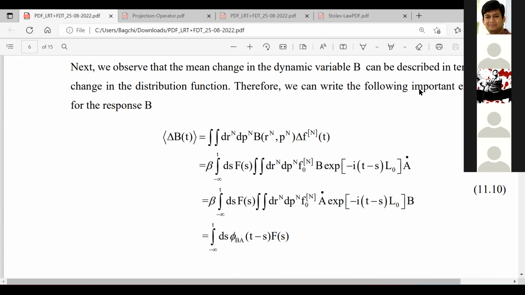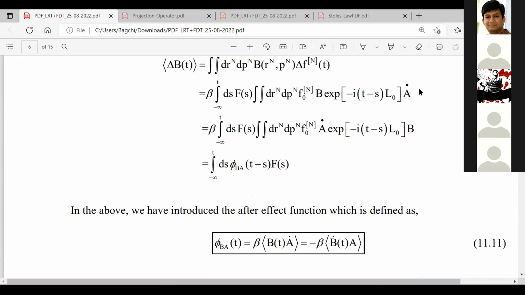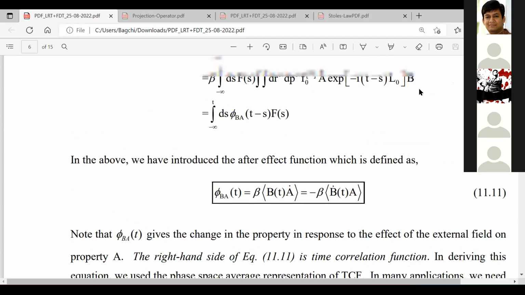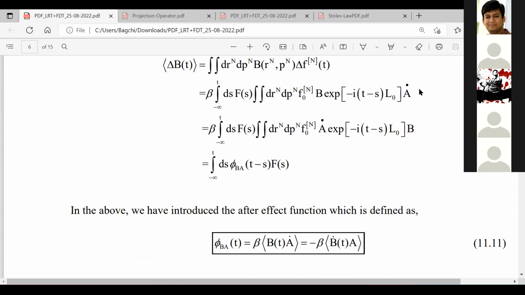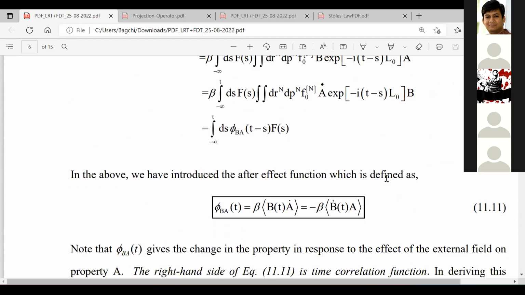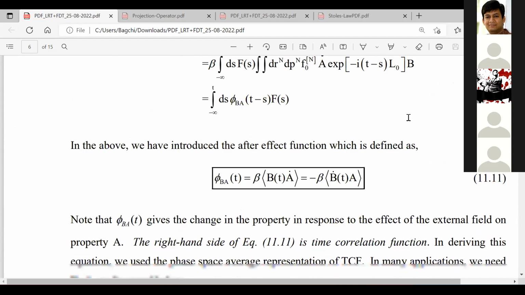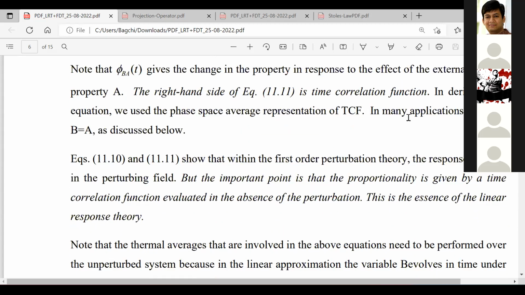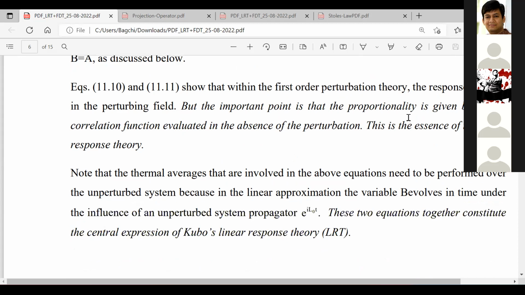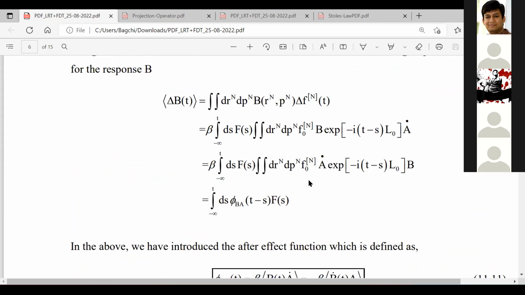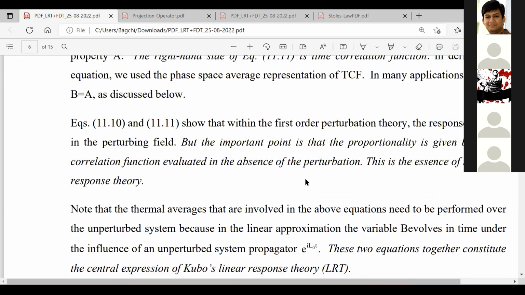See, B has nothing to do with A at this point, and I get this. So the perturbation response of B is given by the time correlation function of B with A dot at time t. Beta is 1 over k_B T. Okay, so this is the crux, the essence of the linear response theory. The important point is that the proportionality is given by the time correlation function, and the thermal average is performed in the unperturbed system. This is very important. The thermal average that we have involved here is F naught n, and that's unperturbed.